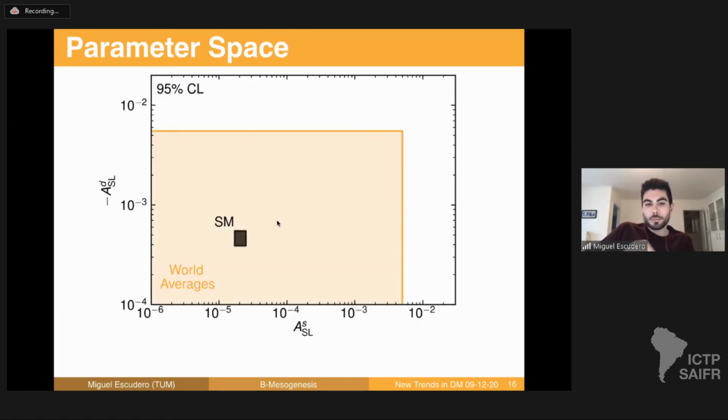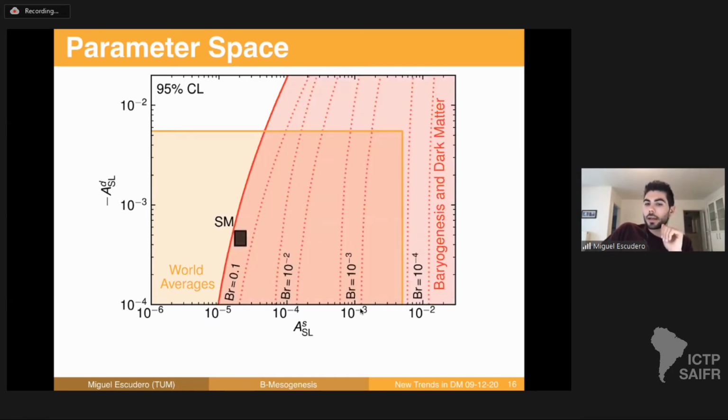So I'm going to jump straight to the solutions in terms of the relevant parameter space that I'm highlighting here. On the y-axis, I chose minus the semi-leptonic asymmetry in the B_d meson, and on the x-axis, the semi-leptonic asymmetry in the B_s meson. So they characterize CP violation in the B meson system. This orange contour corresponds to current world averages, and this corresponds to the standard model predictions.